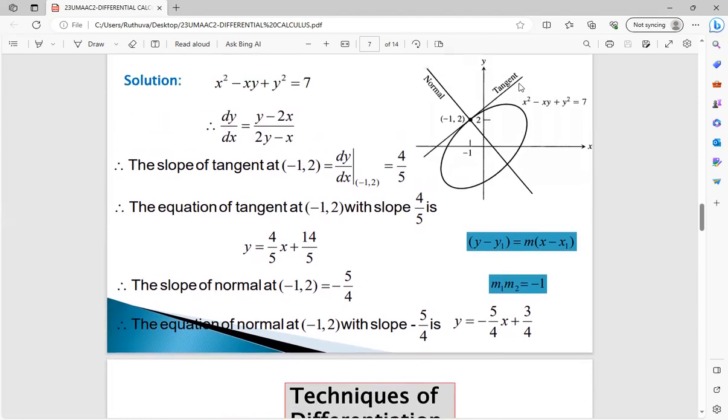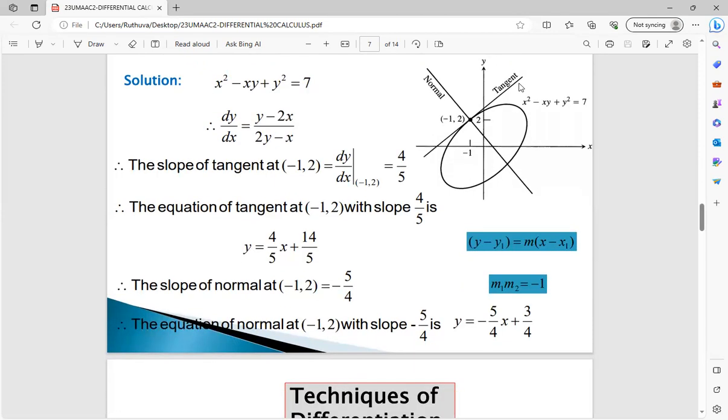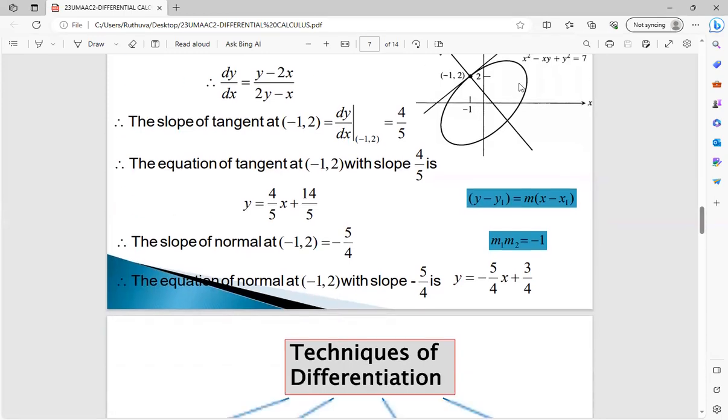Here the slopes are m1 as 4 by 5 and m2 as minus 5 by 4. Simplifying by cross multiplying, the product of m1 and m2 is minus 1, so we get the correct answer. For the tangent and normal to a curve, m1 into m2 is always minus 1, which clearly shows that both are perpendicular. Then we move to the next slide.